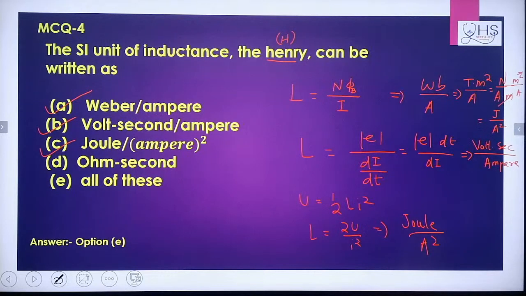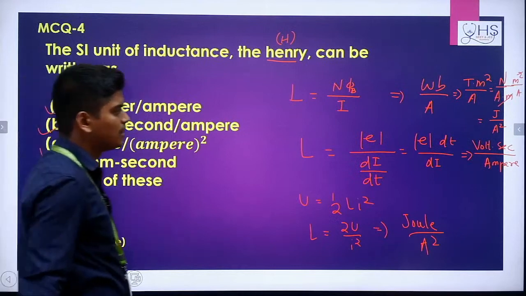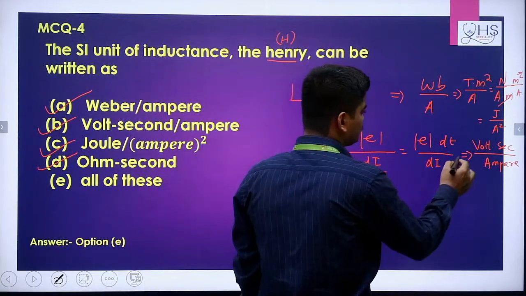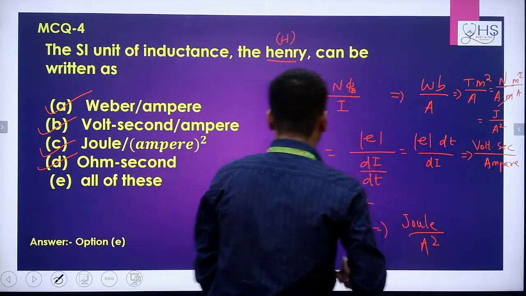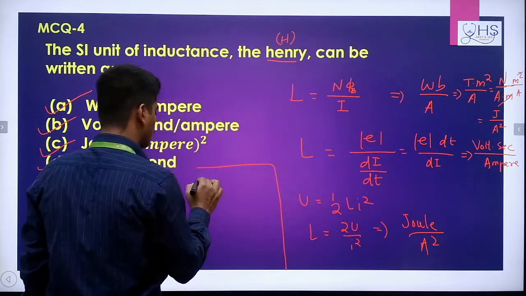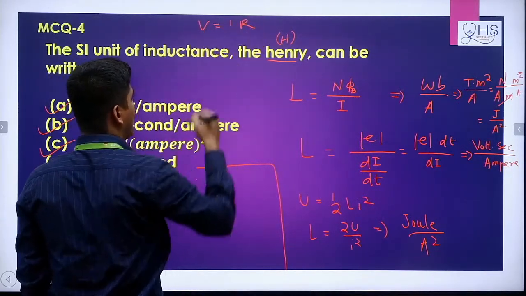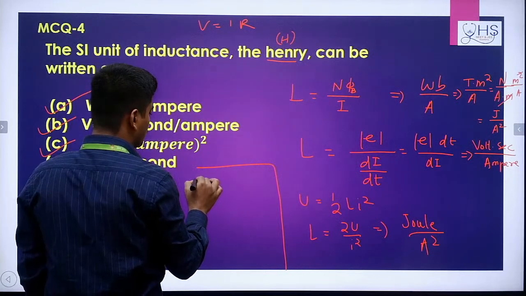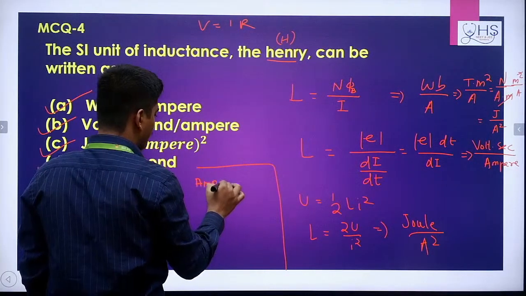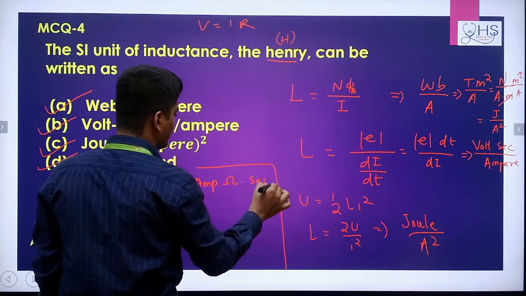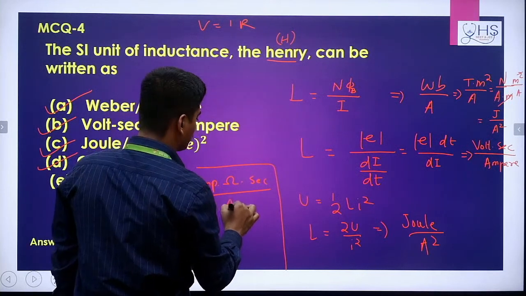Ohm into second, is it also an SI unit or not? That also you can check. That will also be an SI unit of Henry. So Henry can be written as ohm into second also. How? Now see here. Here I wrote volt into second by ampere, so I can calculate from there. Volt is basically voltage. You know V equal to what? IR, I into resistance. So I can write ampere into ohm into second by ampere.